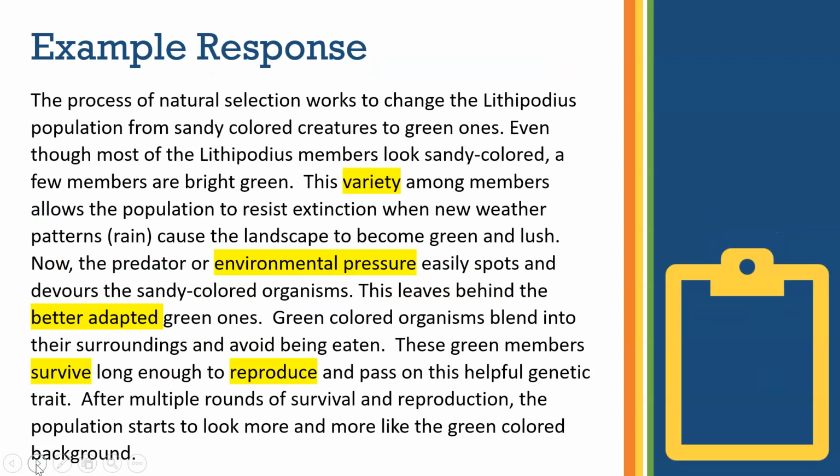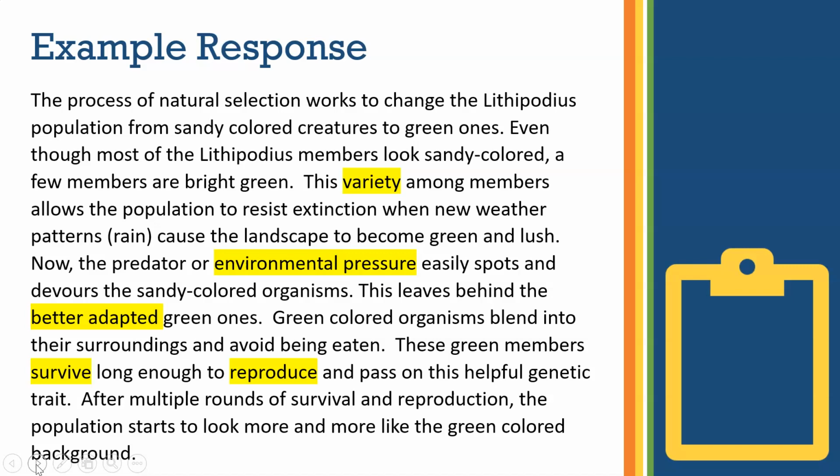Here's the example response. The process of natural selection works to change the Lithopodius population from sandy-colored creatures to green ones. Even though most of the Lithopodius members look sandy-colored, a few members are bright green. This variety among members allows the population to resist extinction when new weather patterns like rain cause the landscape to become green and lush. Now, the predator, or environmental pressure, easily spots and devours the sandy-colored organisms. This leaves behind the better adapted green ones.